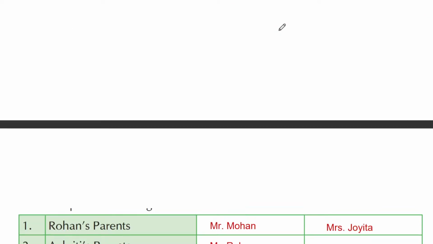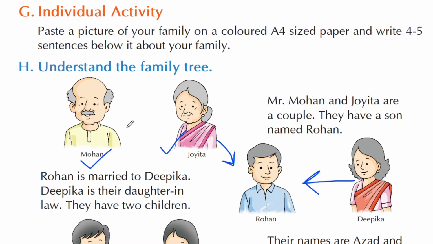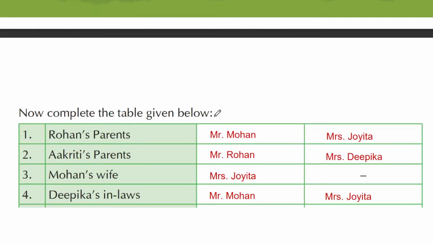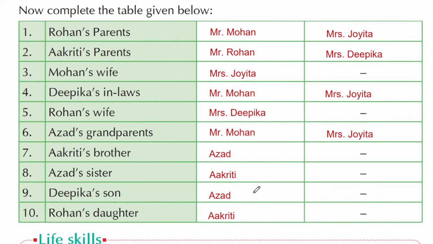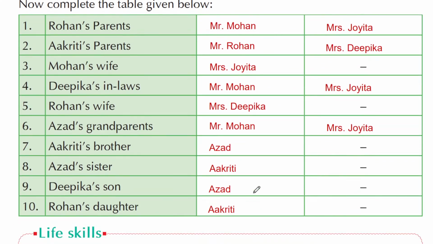Now write down the names of Azad's grandparents. So grandparents, let's see in this picture. It is Mr. Mohan and Mrs. Joita. Akriti's brother's name is Azad. Azad's sister's name is Akriti. Deepika's son is Azad. Rohan's daughter is Akriti. So you will write down in this manner.